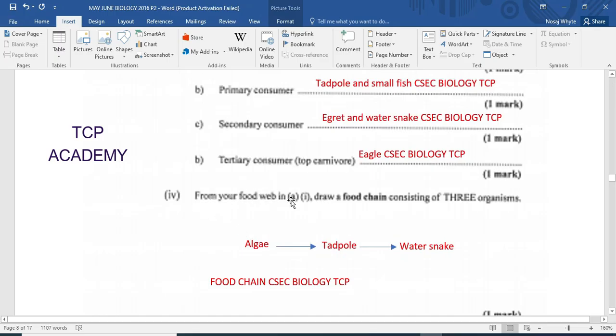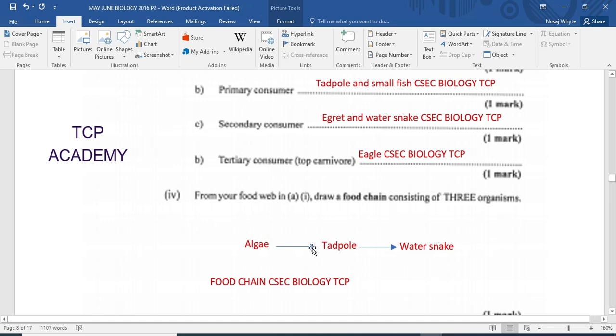Now, from the food web above, we're supposed to draw a food chain consisting of 3 organisms. This is really easy here because it says 3 organisms. It could have said 3 trophic levels, which would have been the same thing. So we have the algae, as all food chains must begin with a producer. We have the algae, a primary consumer here, and a secondary consumer. So this nicely tops off what a food chain should be.